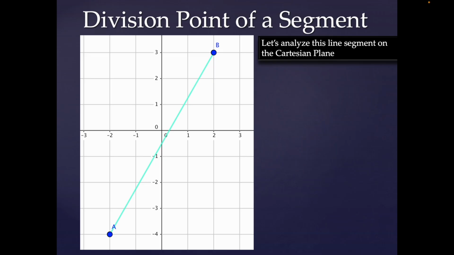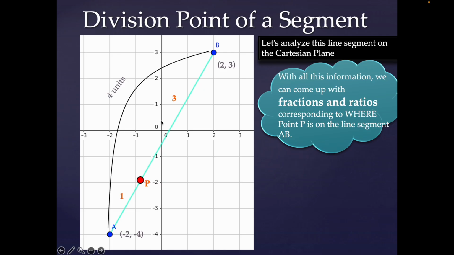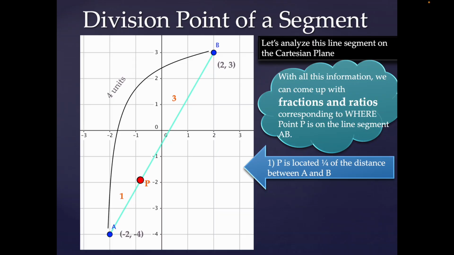Next, we're going to look at how to find the coordinate for the division point of a segment. Now, here's a line that I've given you, AB, with the following coordinates. What's great is I've already told you that it is 4 units long. I am asking you if you are able to find where the coordinate P is on this line, if P divides the line segment into 1 unit on one side and 3 units on the other side. With the information I have given you, we can determine using fractions and ratios exactly what coordinate P is on the line segment AB.